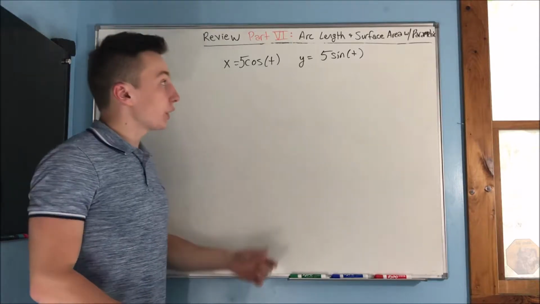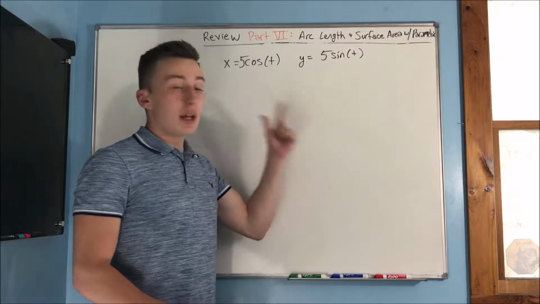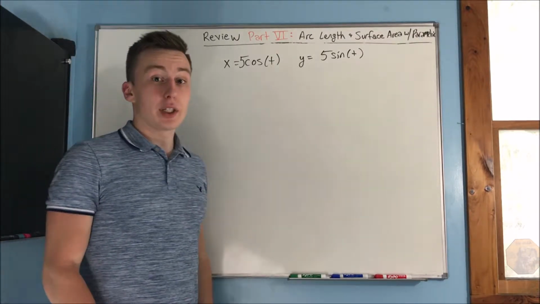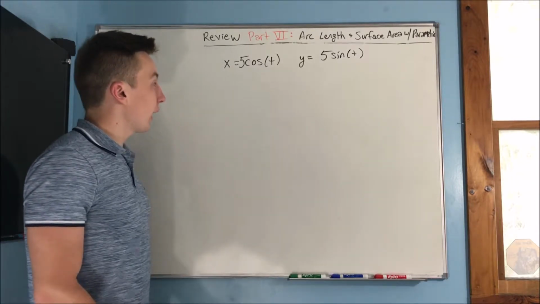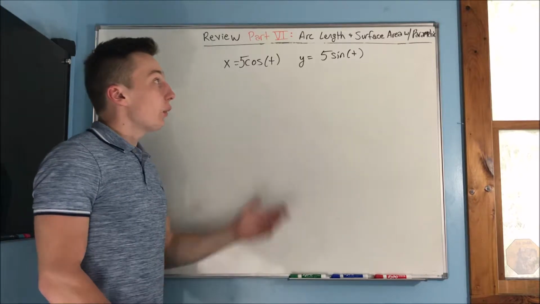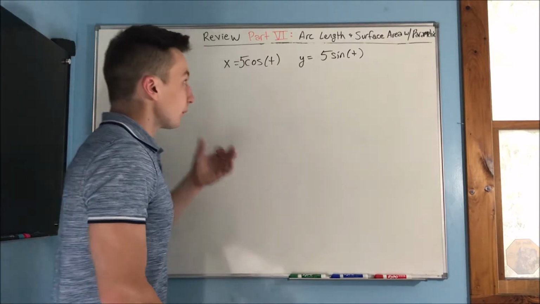Alright, so in this video, we're just going to quickly go over what we know about our parametric arc length and surface area. Okay, this will be video 6 of our parametric and polar review. So we have our two equations here, x equals 5 cosine t and y equals 5 sine t. We're trying to find the arc length, okay? We're trying to find the arc length of that whole entire curve.